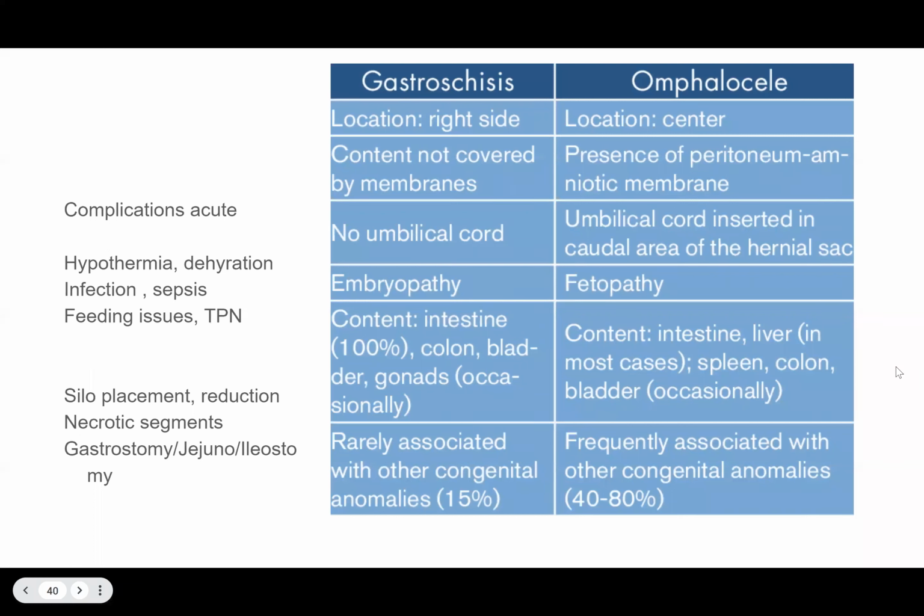What is outside? Intestine and liver. Liver might be there. Then necrotic segments might have to be removed. So in the long term, short bowel can be a complication, and most of the children will need some stoma, gastrostomy, jejunostomy or ileostomy.